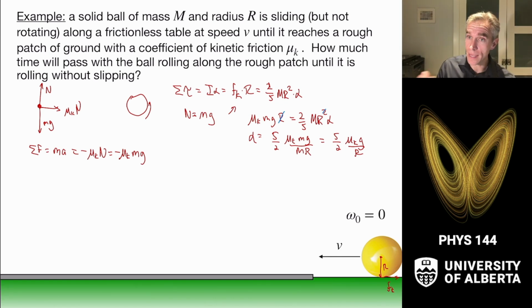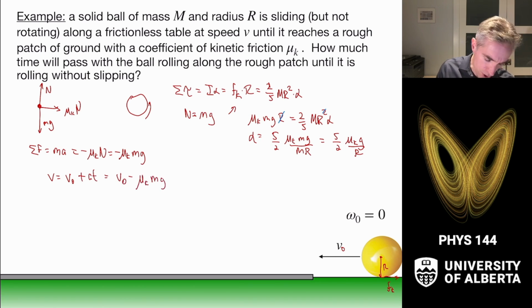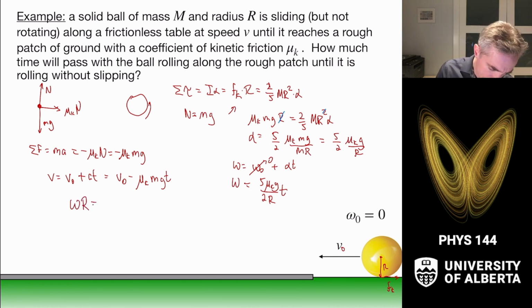And so we can relate the angular velocity for this system at a given time and the angular acceleration to the linear acceleration and the velocity at a given time. So we know that in the future, v is equal to v naught, minus or plus at, which is equal to v naught minus mu k g t. And we also know over here that omega is equal to omega naught, that's 0, plus alpha times t. And then alpha times t is just going to be 5 mu k g over 2r times t. And we're going to solve for the criterion that omega times r is equal to v.